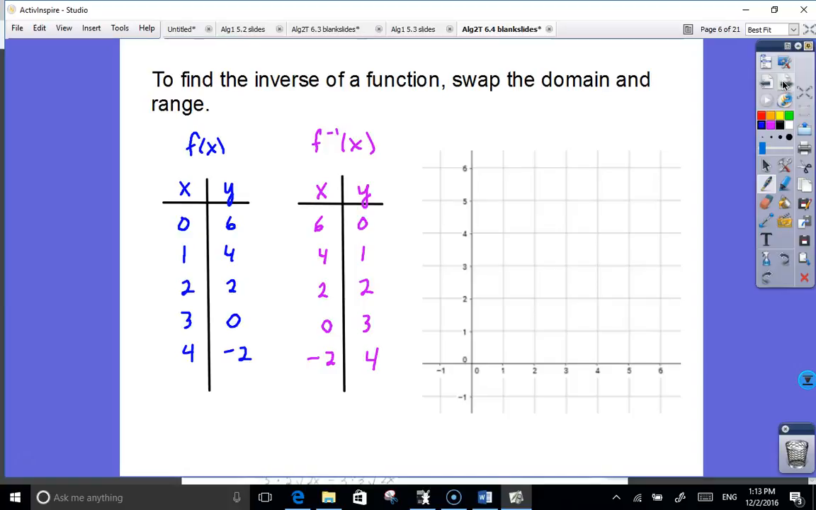So if you notice the blue table of values there, that's a set of 5 points. For f minus 1 of x in purple, I've just switched all the x's and the y's. That's the inverse.